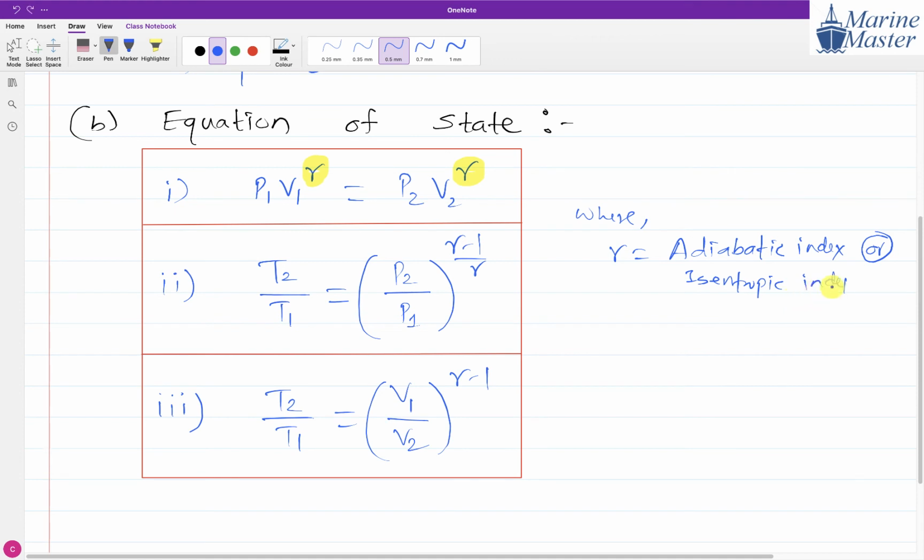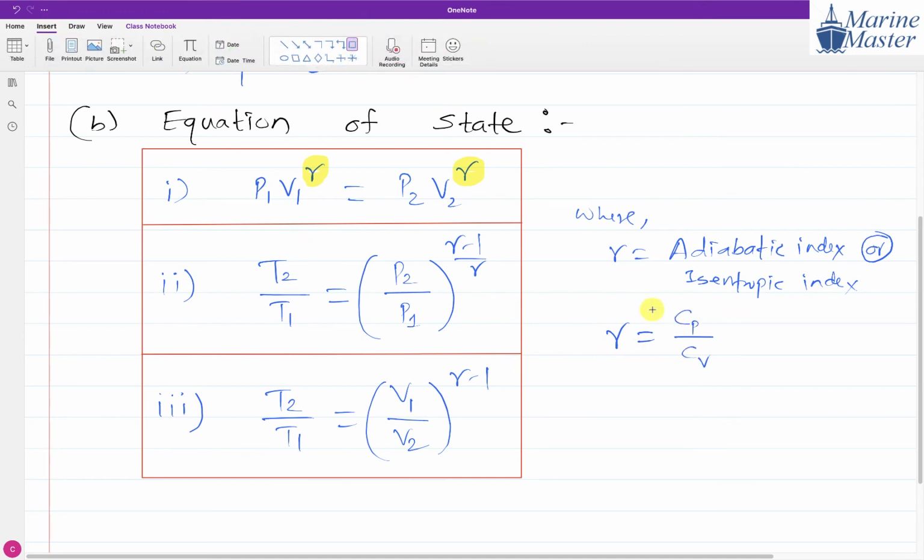And what is the relation for gamma? Can you tell me? Gamma will be equal to Cp by Cv. Ratio of specific heats. Yes, that is what we have seen for gamma.